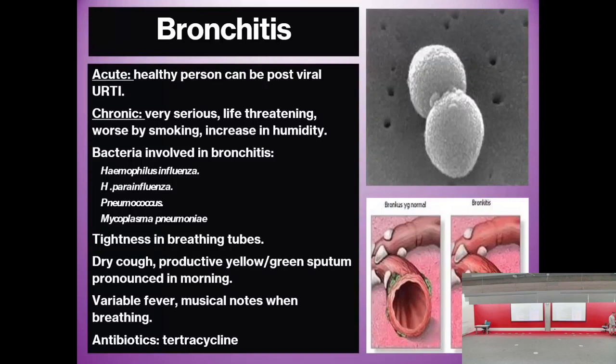Okay, so we've got other conditions as well. So you've got bronchitis. This can be caused by a number of different opportunistic pathogens. So you've got Haemophilus influenzae, Haemophilus parainfluenzae, pneumococcus, and Mycoplasma pneumoniae as well. These all cause infections. You can see we've got cocci-shaped bacteria, those circular ones up there. I wouldn't be surprised if that's pneumococcus up there as well, causing bronchitis.